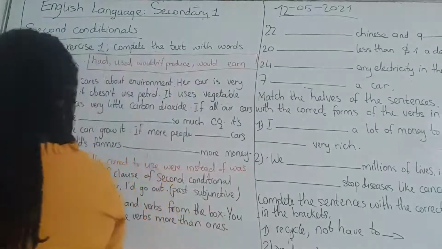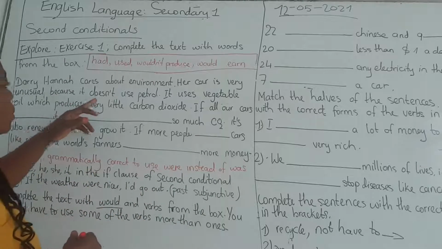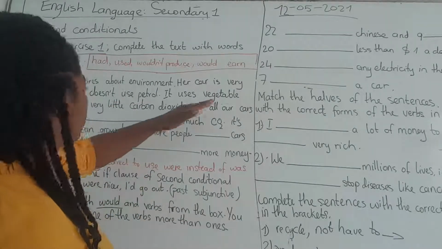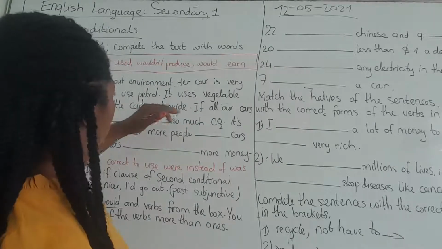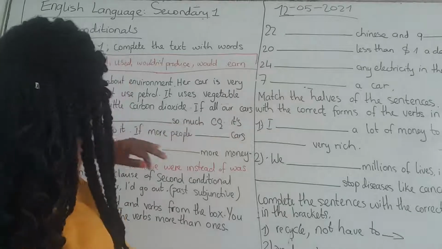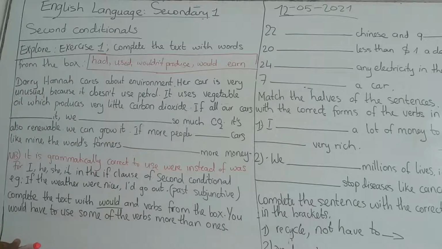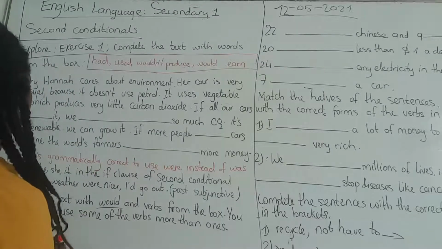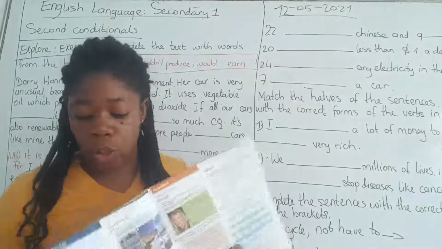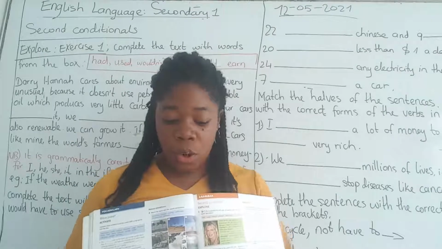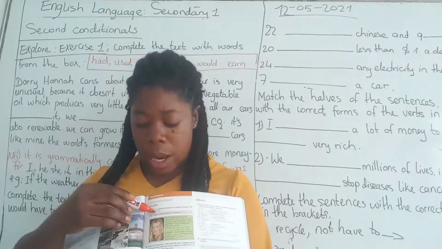Diary. Anna cares about the environment. Her car is very unusual because it doesn't use petrol. It uses vegetable oil, which produces very little carbon dioxide. If all our cars, what is the correct answer? We should choose a word from here to complete the text. Here are the words here.